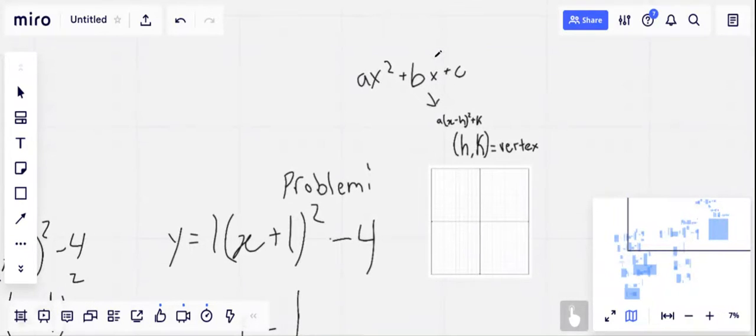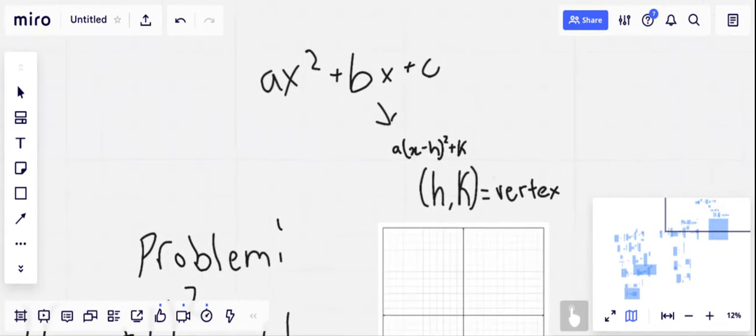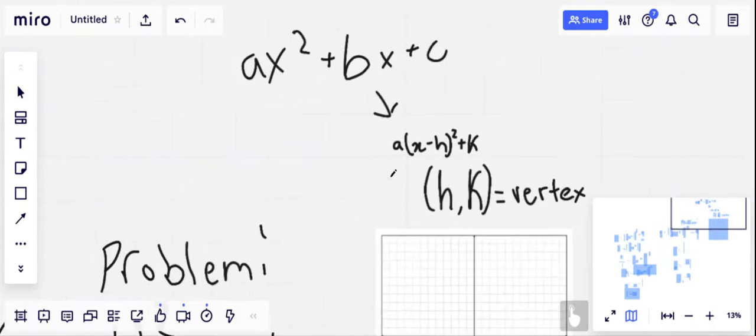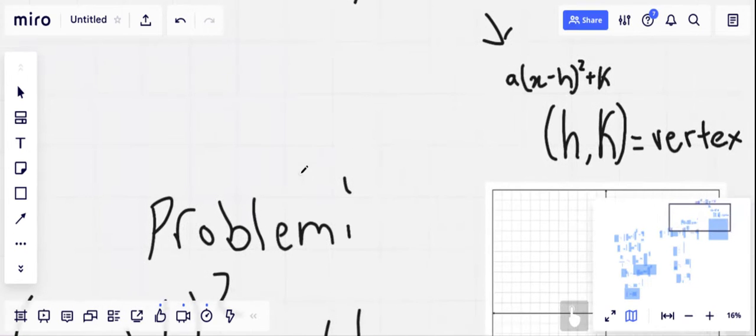We know that general quadratics are in the ax squared plus bx plus c form, but quadratics can also be written in the a times x minus h squared plus k form, in which h comma k is the vertex. The a here is the same as the a here, and the x here is the same as the x here. So the only differences are the h and k, which represent the vertex.